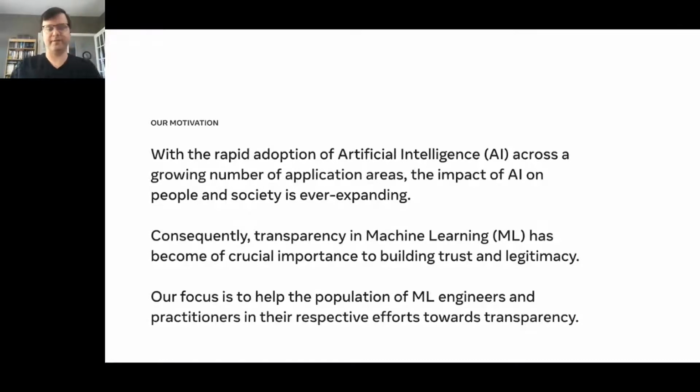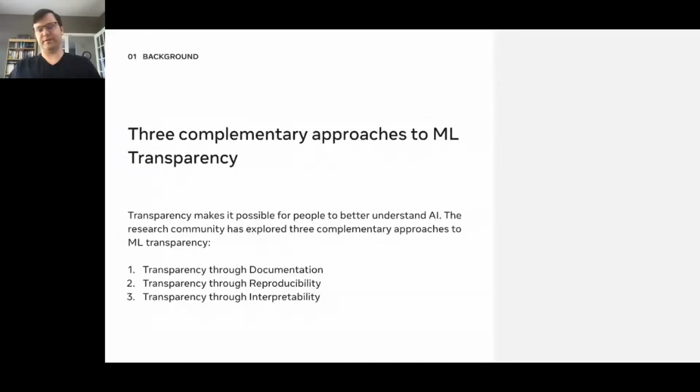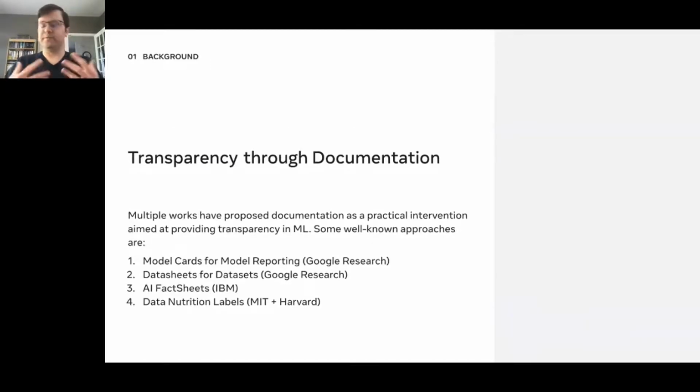Let's give some background on what we mean by machine learning transparency. Basically we see 3 different ways to improve machine learning transparency. The first is through documentation. The second is through reproducibility. And the third is through interpretability. So what do we mean by documentation? Well, there's been a lot of existing work on ML documentation, and some are extremely well known.